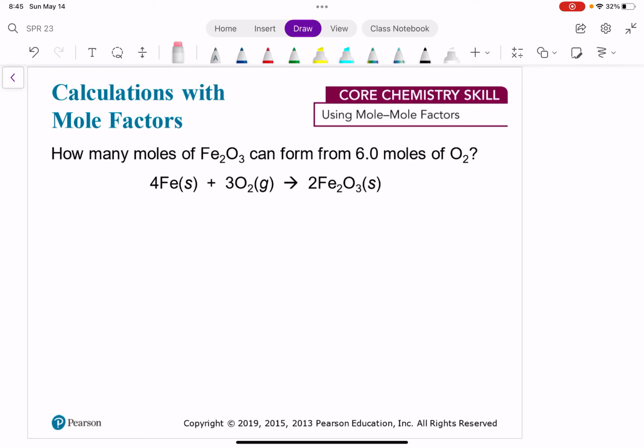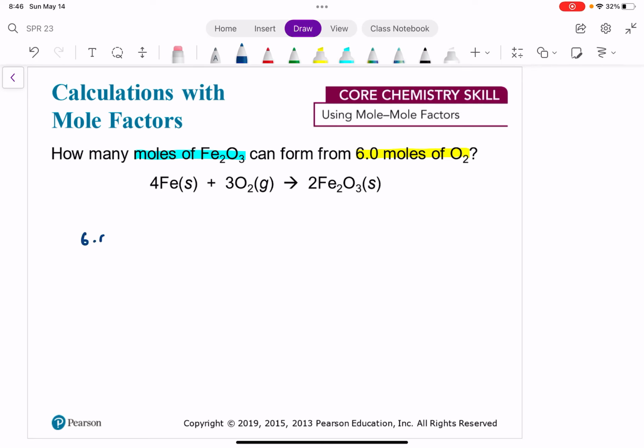All right, so let's try this on our own. How many moles of Fe2O3 can form from 6 moles of O2? So we're going to set this up just like we would a normal dimensional analysis problem. So I start with what I'm given, which is 6 moles of O2. And I want to find how many moles of Fe2O3 are formed from that many moles of oxygen.